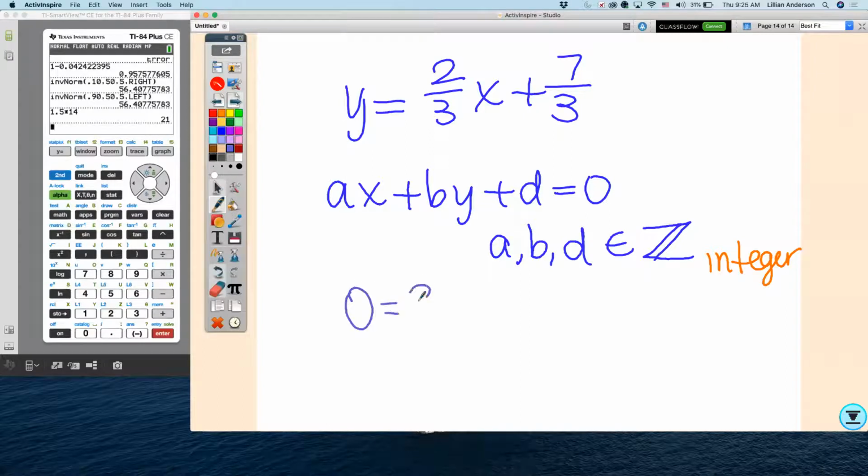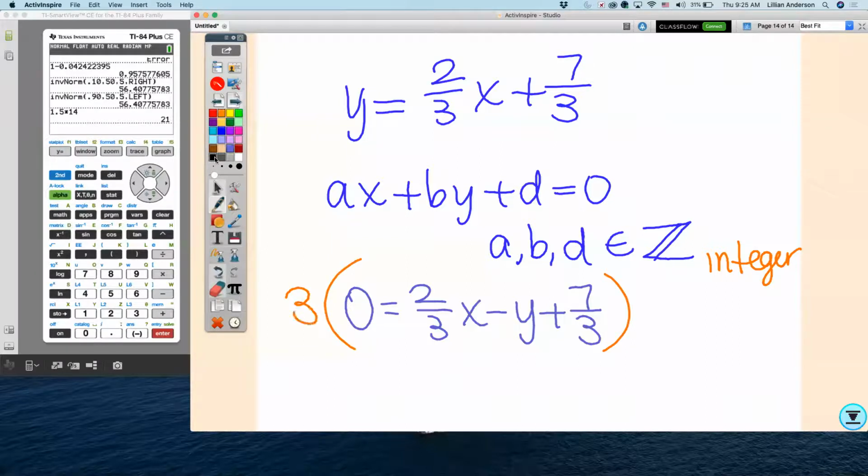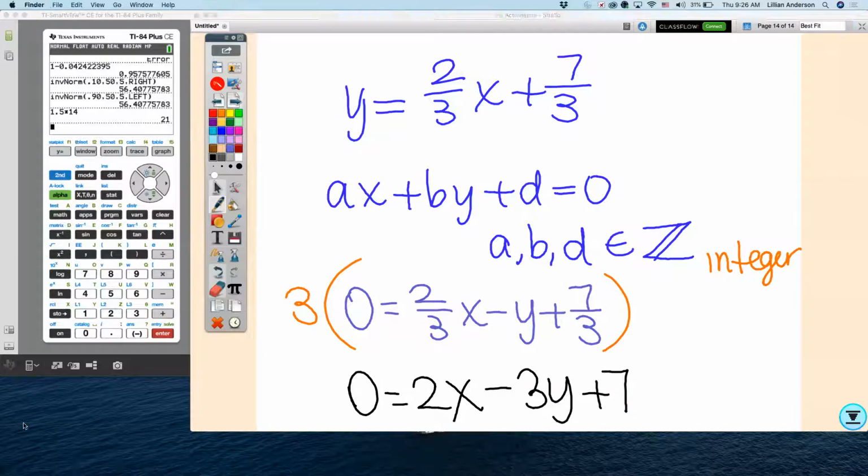The easiest way would be to subtract over the Y. Are these integers though? No. You have to multiply every single term by three. Oh, the many times y'all would miss that. Every single term, 2/3 times three is two. Three times y is 3y. Three times 7/3 is seven. You multiply by the common denominator. So if the denominators were different, you would have to find the common denominator.